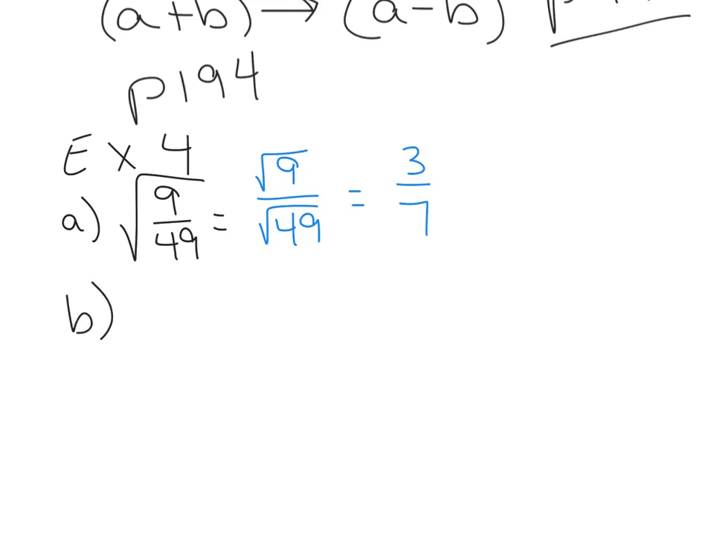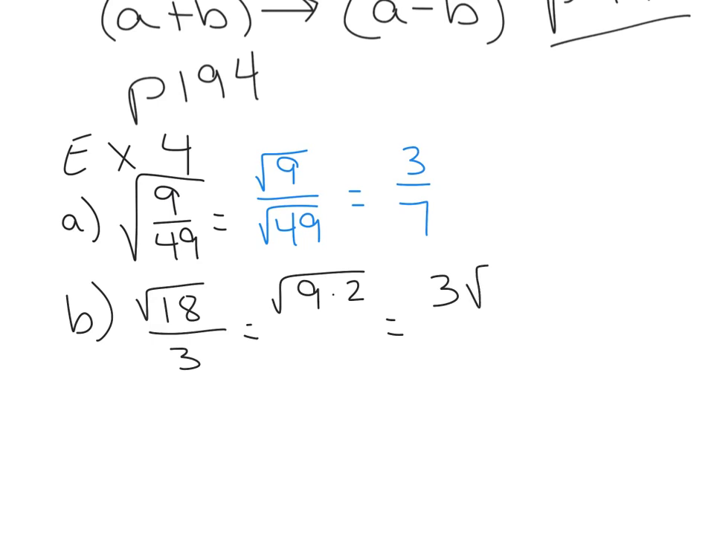In letter B, we have the square root of 18 over 3. You can simplify that 18, which is 9 times 2. That 9 comes to the outside as 3. This becomes 3 times the square root of 2. The denominator still has 3, so those 3's can cancel, and you just end up with the square root of 2.